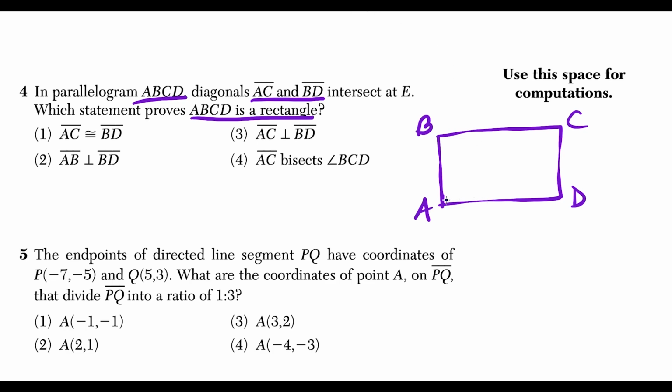One defining property of a rectangle, aside from it being a parallelogram, is that when you draw in the diagonals of a rectangle, the diagonals are congruent. So when we look at these answer choices here, the one that establishes that the diagonals are congruent is choice 1. AC is congruent to BD. Okay, so this is an essential and defining feature of a rectangle, is that the diagonals are congruent. So definitely choice 1 here.